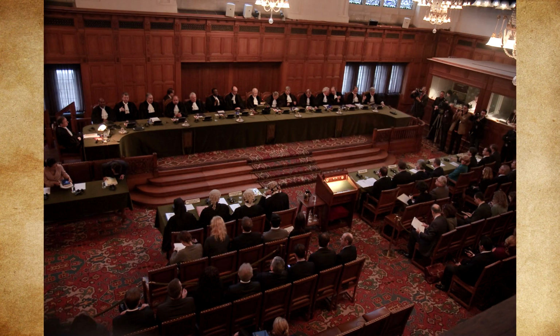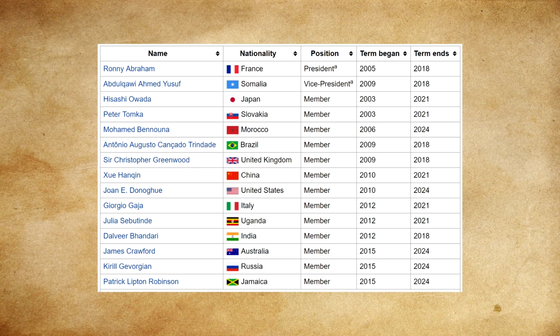The International Court of Justice is the primary judicial body of the United Nations. It settles disputes between members that have recognized its authority on the matters. If a member refuses to recognize the authority of the court, the matter may be brought to the Security Council. The court is composed of 15 judges trained in international law and voted in by the General Assembly.